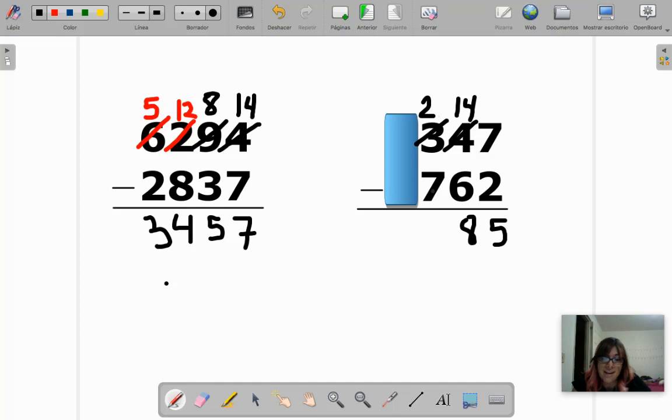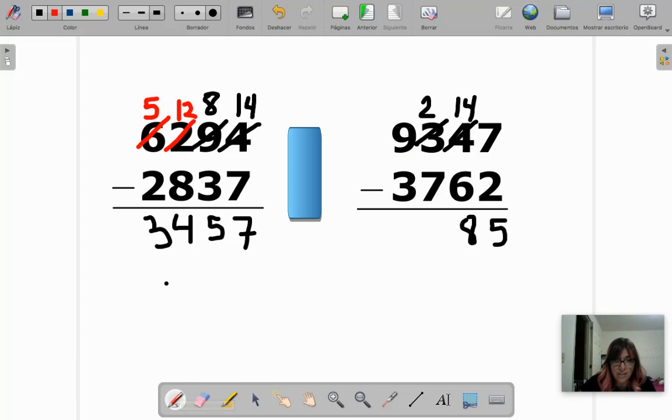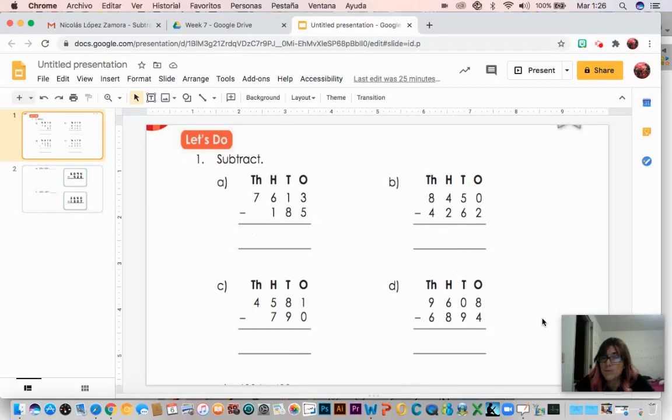2 minus 7, I cannot do it. That's where I regroup again with a different color. You don't have to do it with a different color. I do it so you see that we're regrouping again. So cross out the 2 numbers. This is the same 2, but now we bring 1 from the other side. And now this is 8 because he gives 1 away. 12 minus 7, or from 7 to 12, is 8, 9, 10, 11, 12, 5. And 8 minus 3, 5.